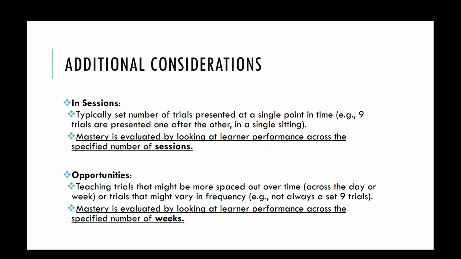Opportunity is there to allow a little bit more flexibility. So under conditions where trials might be more spaced out over time or might vary in frequency. So you might run one trial here, a couple trials the next time that there's a chance to do it. And importantly, in these cases, mastery is going to be evaluated by looking at learner performance across a specified number of weeks rather than sessions. This can also be really tricky because we have all of this in mind when we're setting up the lesson initially. And then if you get to the point of analyzing your data and you don't remember these implications, it can be hard to keep track of.